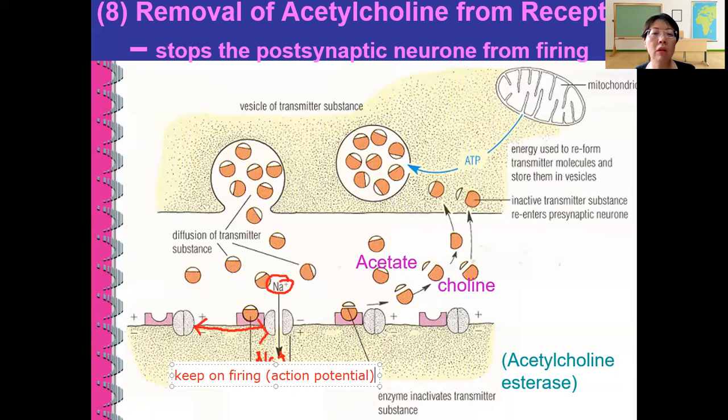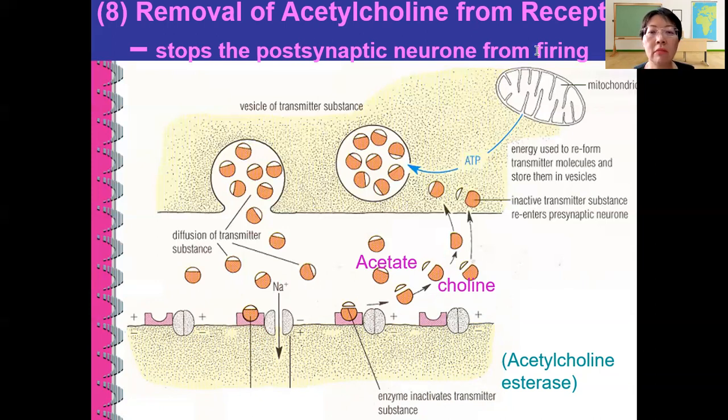Okay. So therefore, acetylcholine has to be removed, catalyzed by the enzyme acetylcholine esterase. So that no more acetylcholine binds to the receptor, so that the ligand-gated sodium ion channels will not open, so that sodium will not stream in, so that the membrane will not depolarize, so that no action potential can be generated, so that the action potential is not fired continuously.